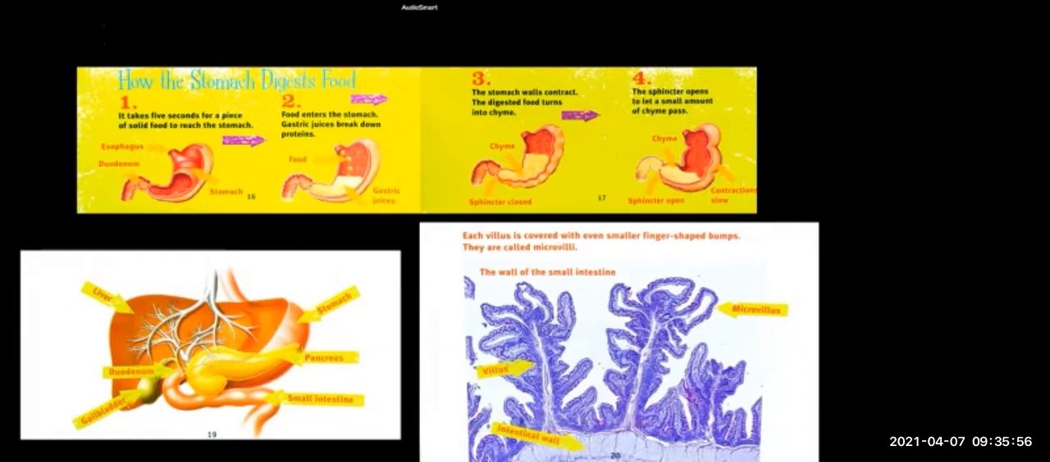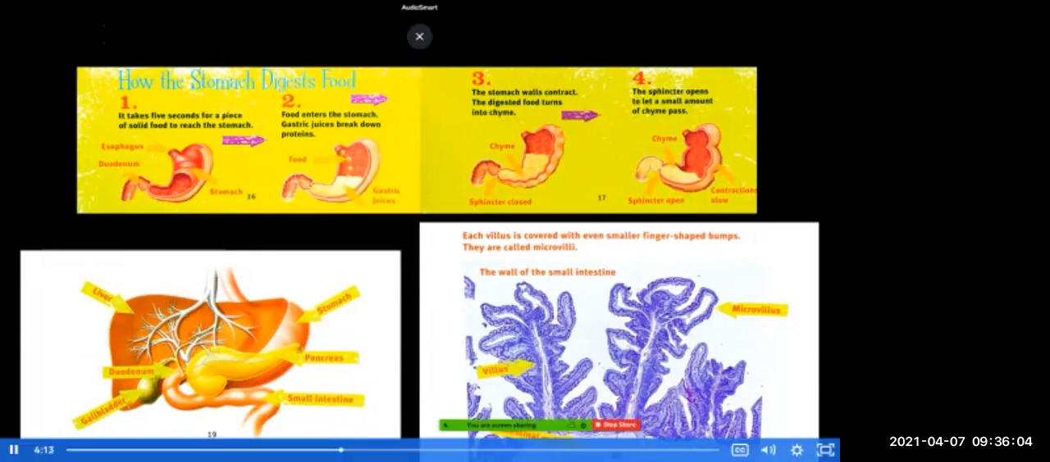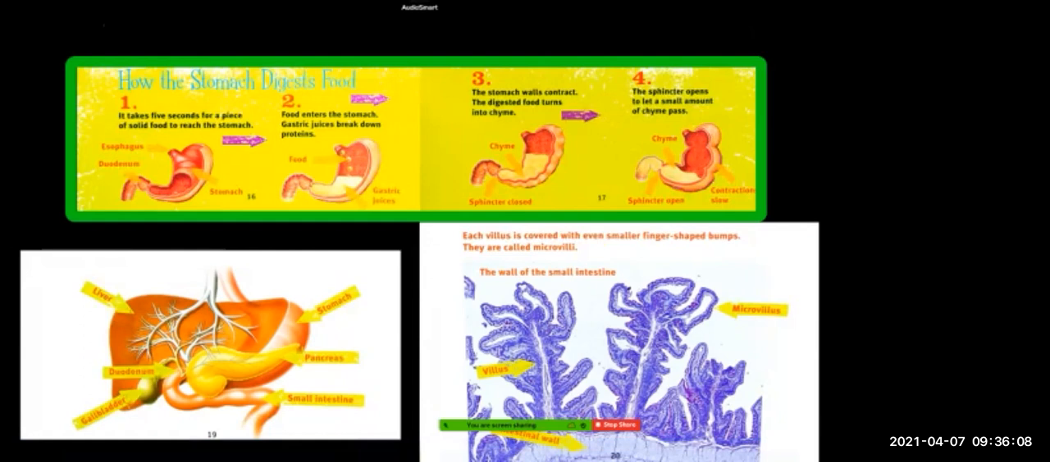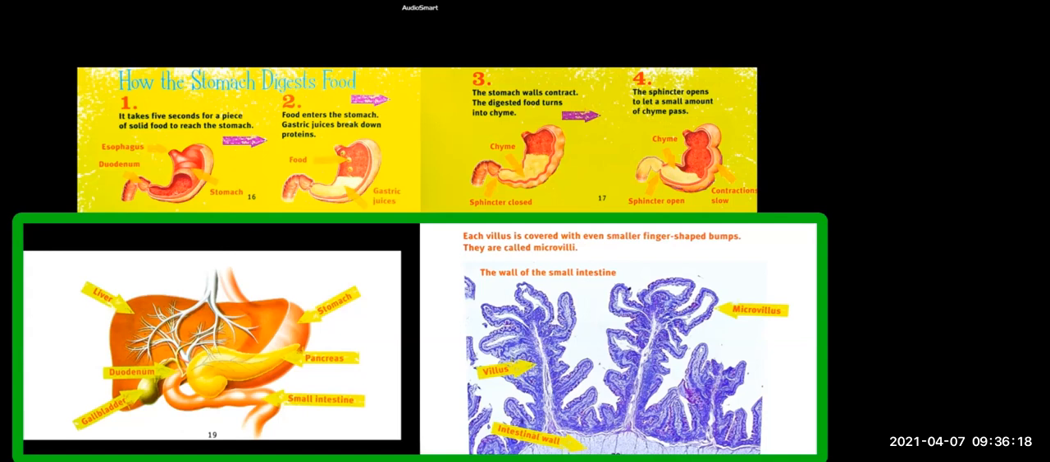These images are similar because they all show parts of the digestive system. However, the images are a bit different. If you look at the image at the top, you'll see that it's showing steps in how the stomach digests food. The images on the white pages at the bottom are just showing us pieces of the digestive system.